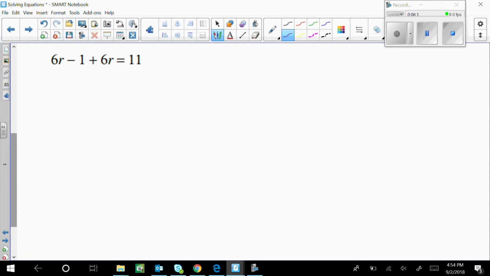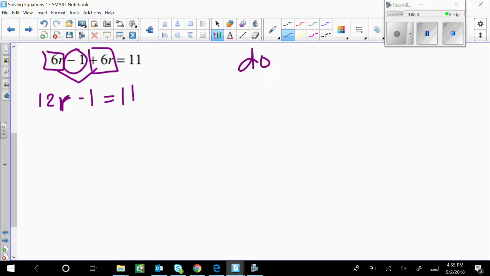Now that you've done that on your own, first thing I'm going to do is box in my 6r, looking through, another 6r, so I'll box that in, and then my constant is negative 1. Combine my two boxed in things, 6r plus 6r is 12r. Bring down my minus 1 equals 11, and that is an r. So now I can do my do and undo.